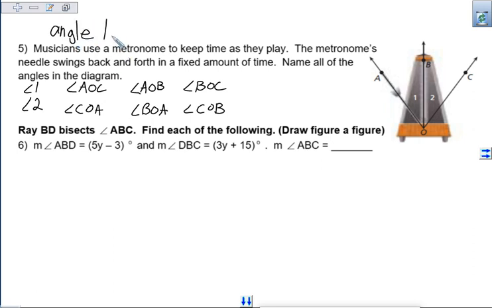Now if you are typing angle names, you need to write out angle and then the name. So angle 1, angle 2, angle AOC. You only need to type that out if you are on a computer. If you are handwriting it, you can use the angle symbol.